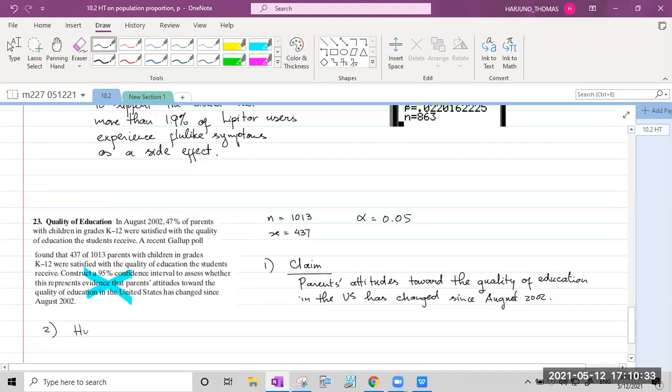So the hypothesis will be that the proportion of parents' attitude is no longer 47% satisfied. Okay, the null hypothesis will be p still equal to 0.47. Now from the sign of the alternate hypothesis, not equal to, we know that this is a two-tailed test, which means later on, when we compute the p-value, we need to double it.